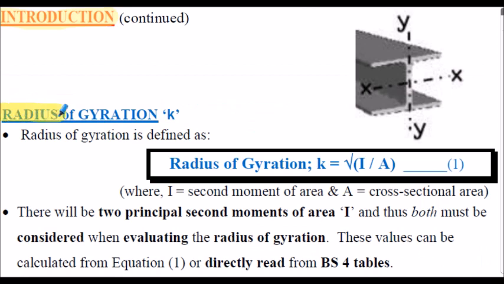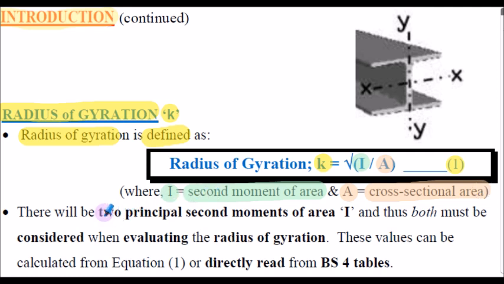Let's consider the radius of gyration, usually denoted as lowercase k. So the radius of gyration is defined as k is equal to the square root of I divided by A. Let's call that equation 1 for reference, where I is the second moment of area. That's a geometrical property we reviewed in a previous presentation related to beams and bending. And A is the cross-sectional area of our compression member.